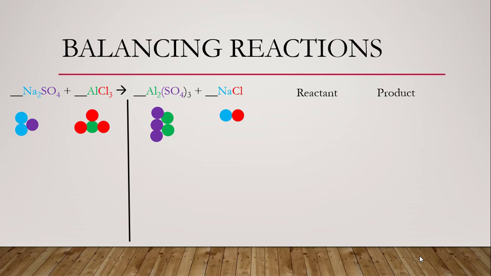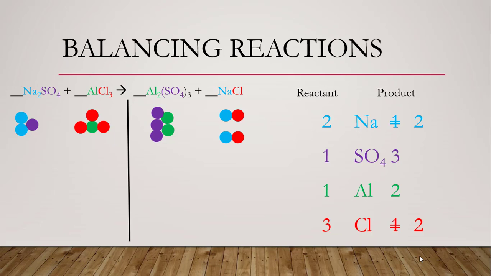I go to set my table up. For my sodium, I have 2 on the reactant side, 1 on the product side. For the sulfate, 1 on the reactant side, 3 on the product side. For the aluminum, 1 on the reactant side, 2 on the product side. And for the chlorine, 3 reactant, 1 product. I pick one and go, and I'm going to start with the sodium. Since I have 2 on the reactant side and 1 on the product side, I'm going to add another sodium chloride. When that happens, I now have 2 sodiums on both sides. The chlorine now has 3 on the reactant and 2 on the product. It'll all work out in the end.